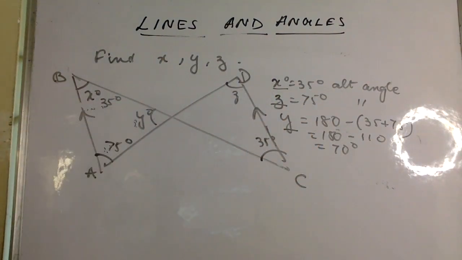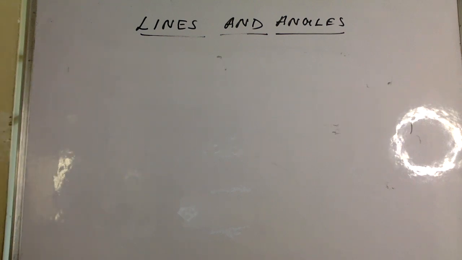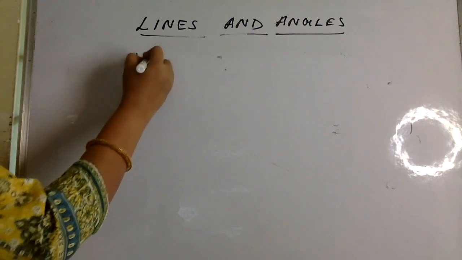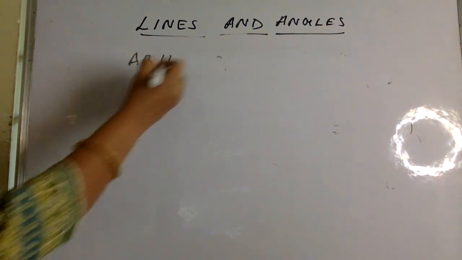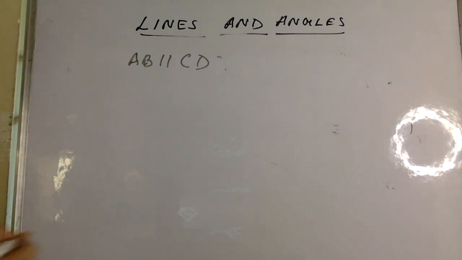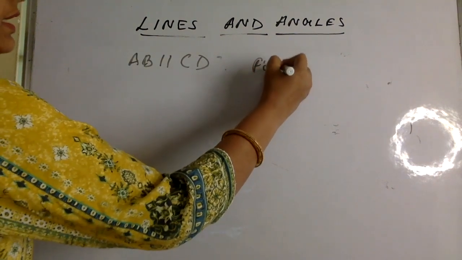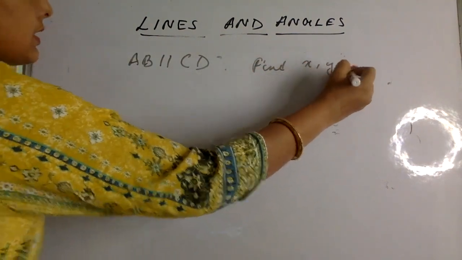Now you need not think that you have to find x first, then y and then z. You can find them in any sequence, whichever clicks to you first, you find it first. Okay, now next: AB is parallel to CD. Find x, y, z.